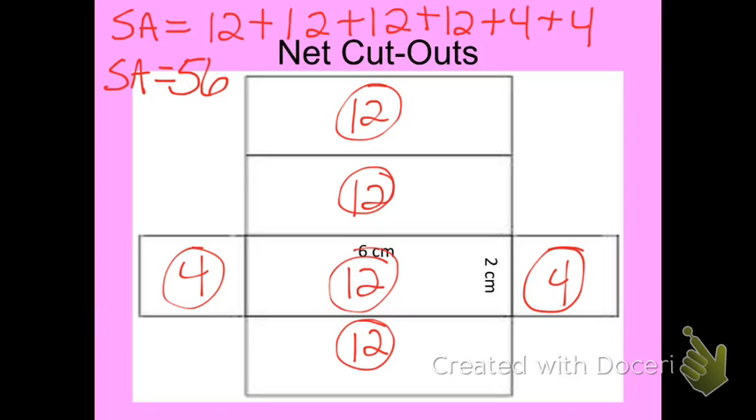It was in what? Centimeters. And since it's area, it's centimeters squared. The surface area is 56 centimeters squared. All right, do you see all we did was we added all of these shapes together once we found the area of each piece, and then we got our total.